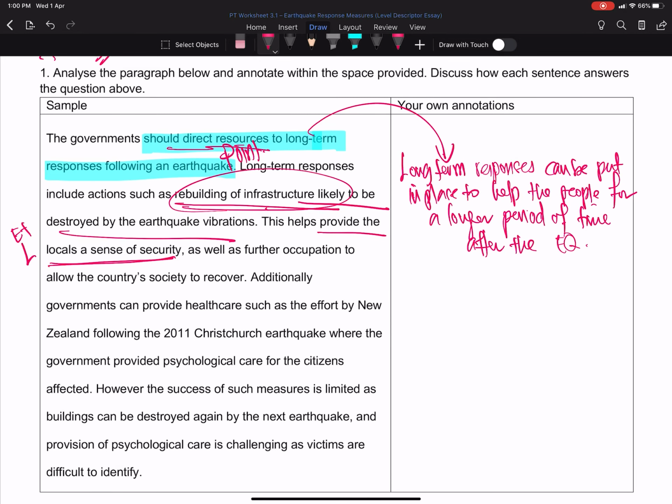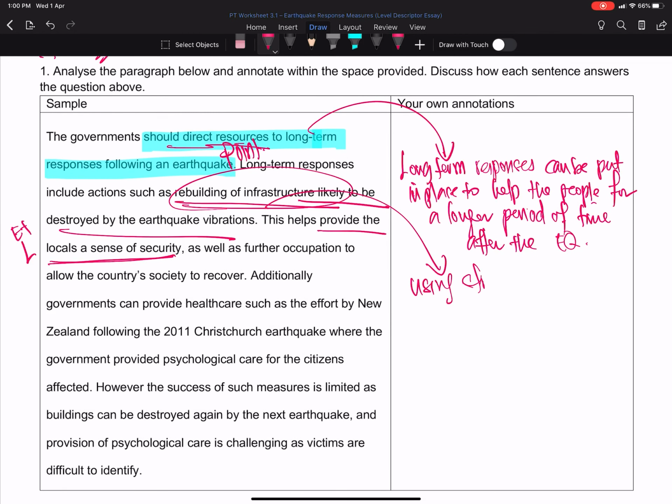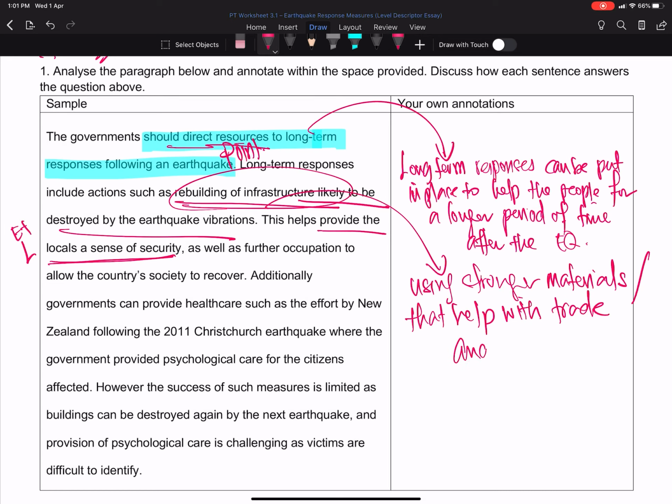Okay. You can talk about the fact that you can improve on them. Using stronger materials. Or you can talk about rebuilding infrastructure that can help with trade and tourism to continue. Okay. These are how I can improve on my E+. So this portion is supposed to be my E+. Such as ports. That's the point that just now Jun Xian brought up. Okay, so these are my E+.